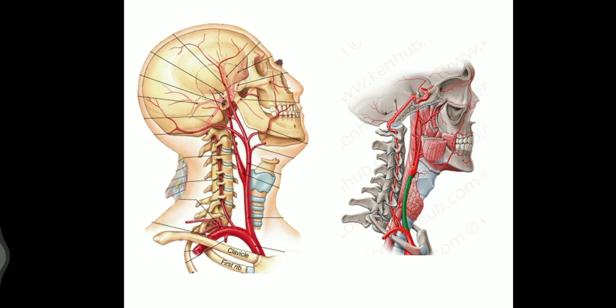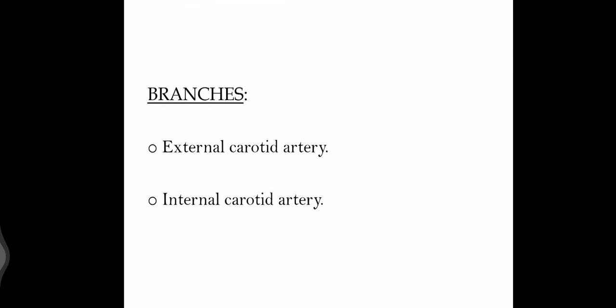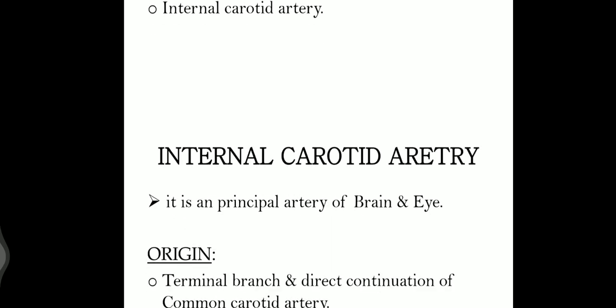This is another diagram showing the different parts. This green one is the common carotid artery. These are the two branches, the external carotid artery and internal carotid artery. Just to differentiate the common carotid from the external and internal carotid arteries: at the level of the upper border of the thyroid cartilage, the branching takes place into the external carotid artery and internal carotid artery.